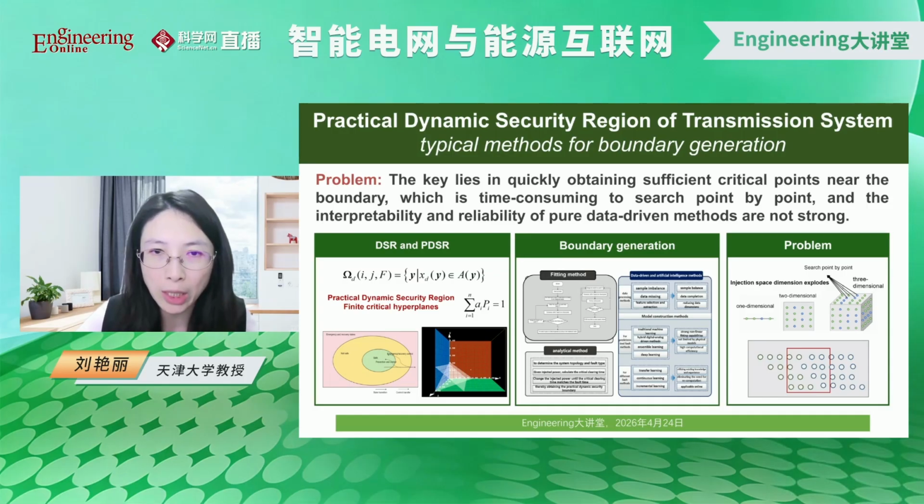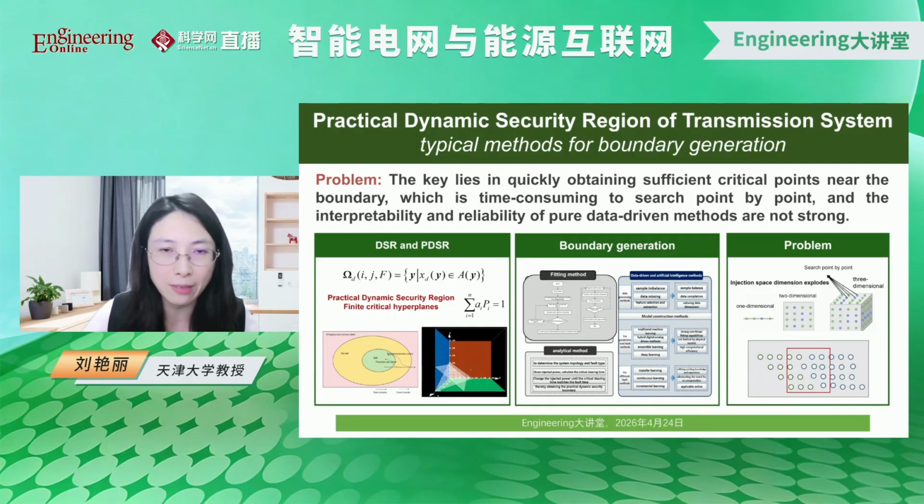You can see we use the AI-driven method and maybe the data-driven method. We generate a lot of sample operating points. However, what we really need is the points along the boundary, but the samples are not reliable. That means, although we obtain the boundary, it's not a reliable one.